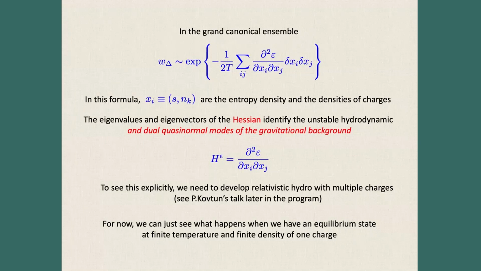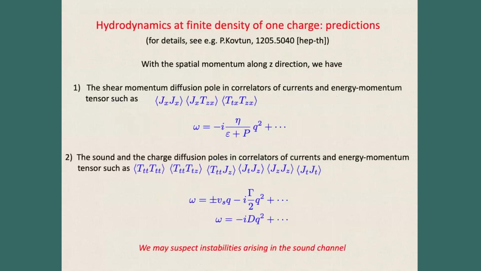All right, so that's basically the subject of the discussion. So Pavel Koftin later in this program will tell you more about the development of the hydra with multiple charges, because it turns out this is a fairly involved story. But for now, we can just see what happens when we have an equilibrium state at finite temperature and finite density of just one charge. Okay, so for illustration, let's talk about one charge only.